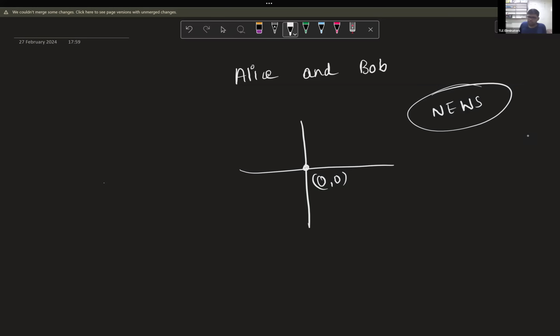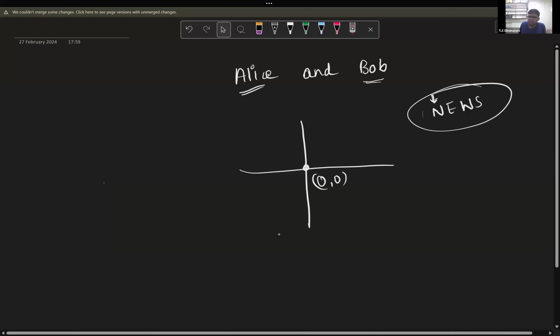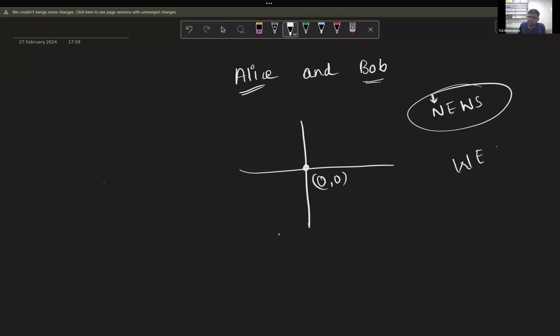So what you will have to do is say either Alice will move or Bob will move. For each and every move, exactly one of them will move in that direction. So initially, when Alice and Bob are both at the 0 comma 0 coordinate, let's say that the move order is WESN, W, E, S and N. Then for W, one of these people will have to go towards the west.